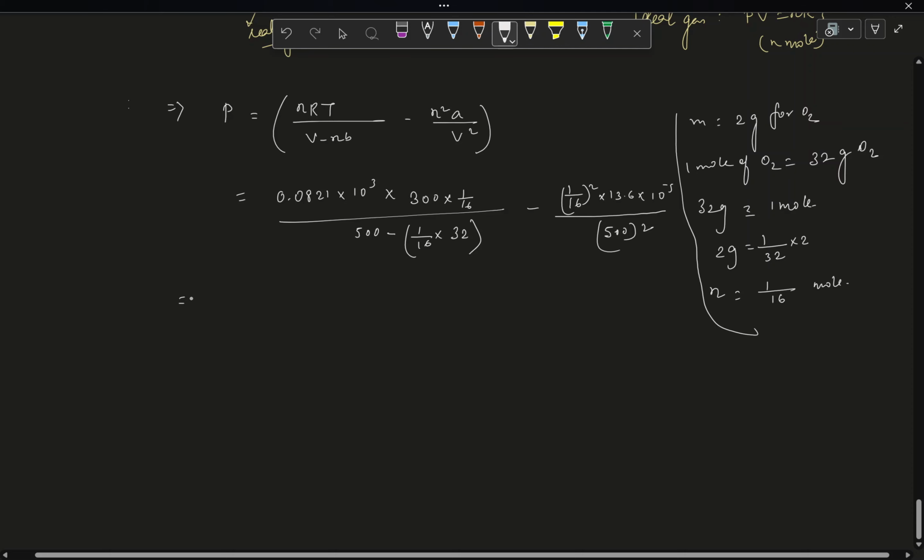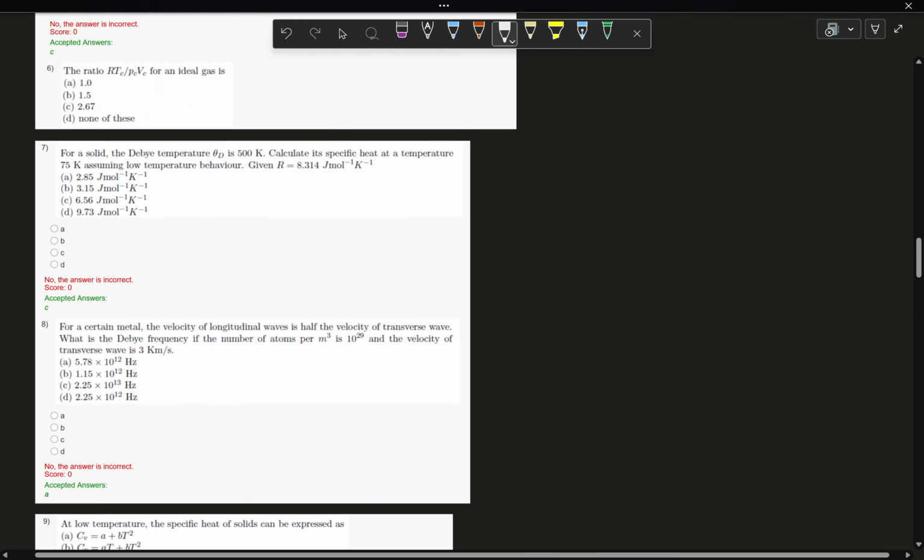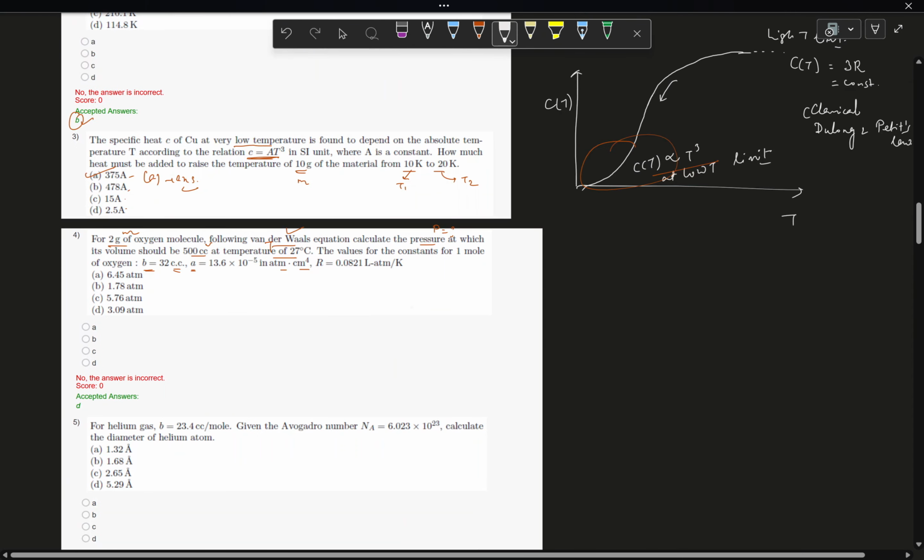So if you take your calculator and calculate carefully, you will get that this is almost 3.09 atmosphere. So this is our answer of pressure. The pressure value is almost close to 3.09 atmosphere. Now let us go back and see which option matches our answer. So 3.09 is in the options, and D is the correct answer. Okay, so this is option number D.